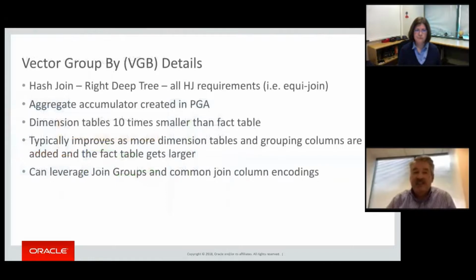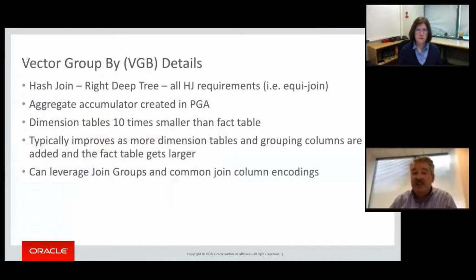So some of the details, again, it's a hash join. We will use a right-deep tree so that we can apply all of the dimension tables, the key vectors, if you will, in this case, to the scan of the fact table. In our case, the sales table. The aggregate accumulator will actually aggregate that data as well during the scan. So all of our work is done during the scan operations on each of the in-memory tables.